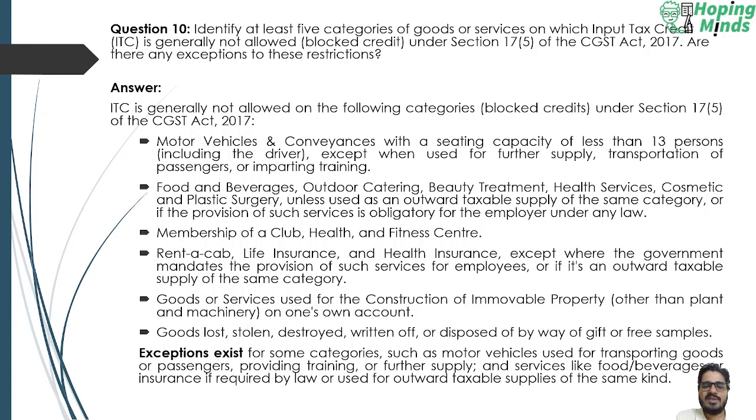So exceptions do exist for some categories, such as motor vehicles used for transporting goods or passengers, providing training or further supply, and services like food and beverages or insurance if required by law, or used for outward taxable supplies of the same kind. In such scenarios, input tax credits can be claimed against such goods or services.